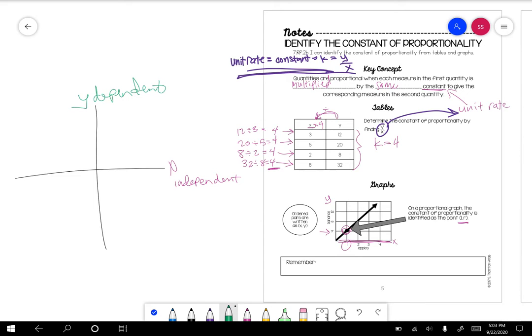Okay. So an easy way to remember this that I know they talk about in science too. Pretend that this is a wall and this is the floor. The wall can't stand up if there's no floor, right? It would just topple over. So the wall depends on the floor to be there. So the wall, the y variable, is your dependent variable. Hopefully that helps a little bit.